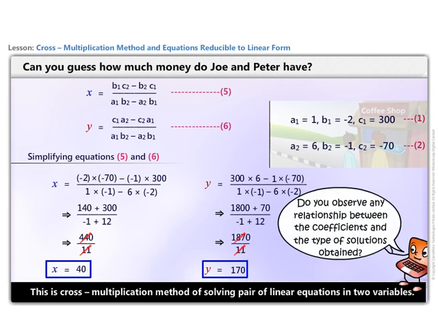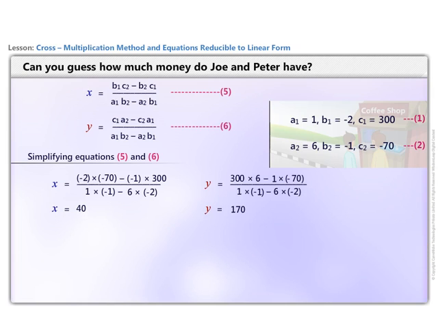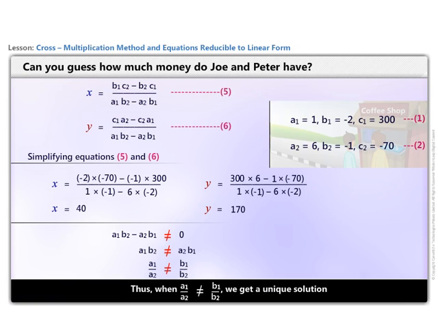Do you observe any relation between the coefficients and the type of solutions obtained? Yes. Here, the pair of linear equations has a unique solution, since the value of the denominator is not 0, that is, a1b2 - a2b1 is not equal to 0. This can be expressed as a1/a2 is not equal to b1/b2. Thus, when a1/a2 is not equal to b1/b2, we get a unique solution.